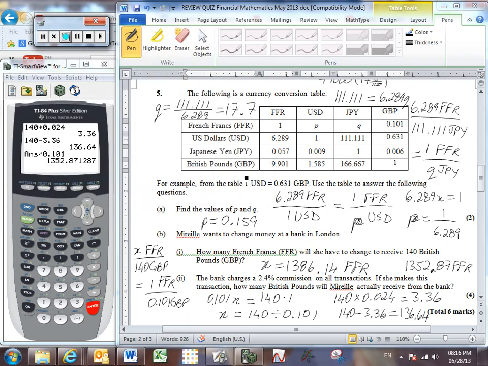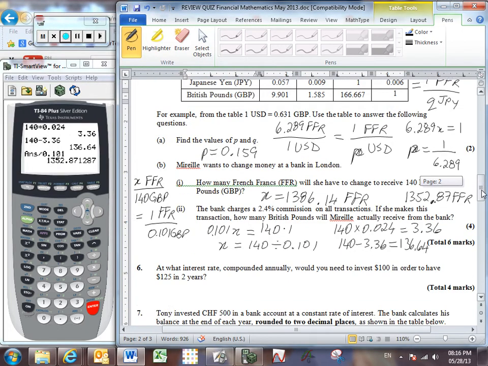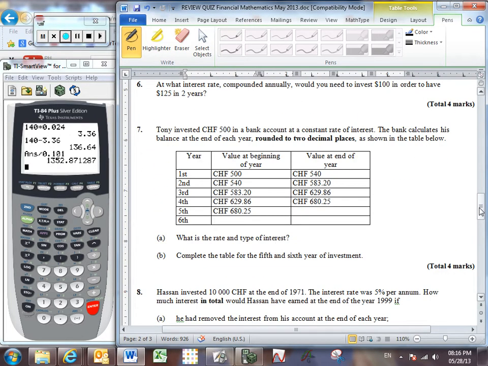Okay, so we've still got 5 questions left, so we'll move on to number 6. At what interest rate, compounded annually, would you need to invest $100 in order to have $125 in 2 years? So I'll show you 2 quick solutions.